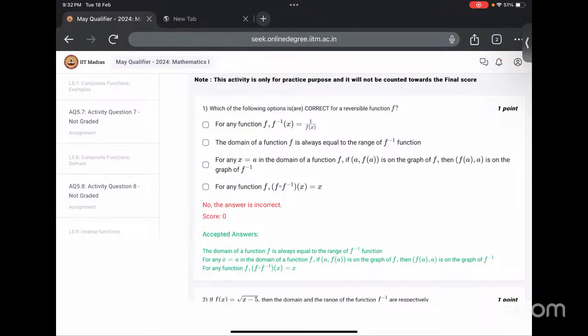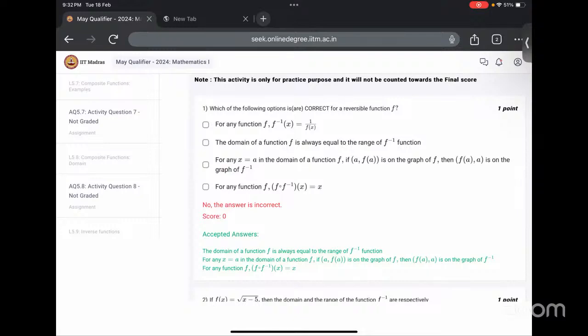The domain of the function f is equal to the range of f inverse. This is a correct statement. And the third, for any x equals a in the domain of the function, a comma f a is on the graph. This is right, right? So the reverse, f a comma a, will be on the graph of f inverse. This is also correct, right? Yes. And the last statement is also correct by definition, right? Yes, ma'am.